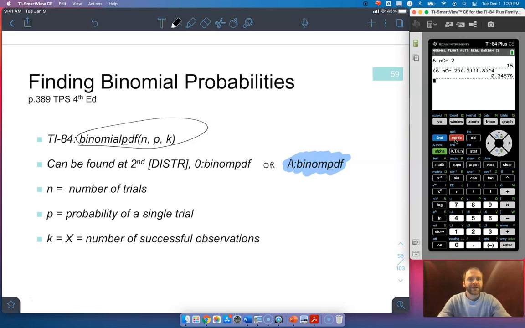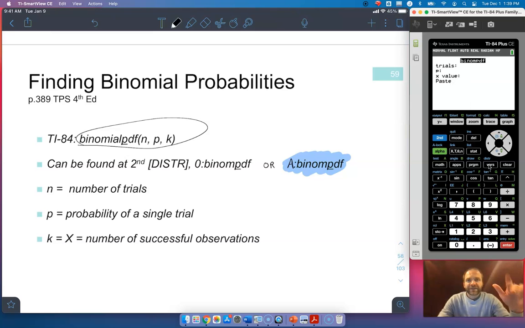Let me actually change my mode as well. So I'm going to hit mode. I want to go to math print. That'll make it a lot easier. So I have math print. And I'm going to go to second vars, distribution. And if I go now towards the bottom, notice mine is a binomial PDF.